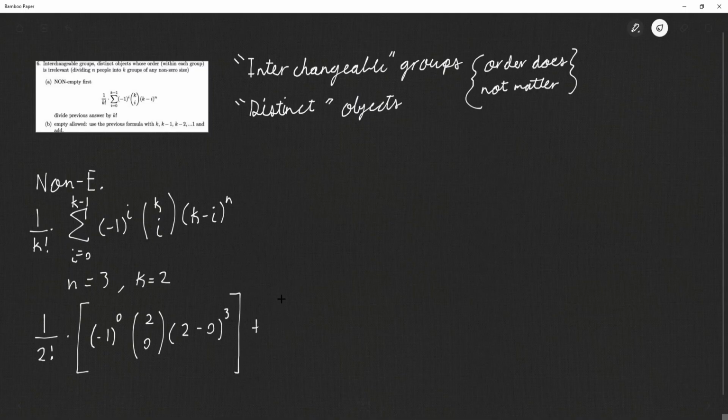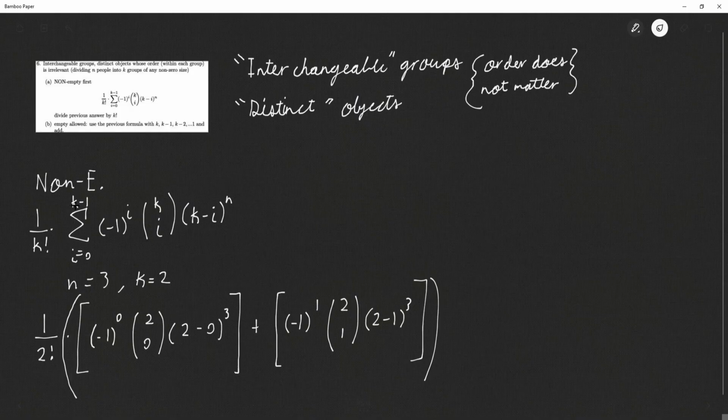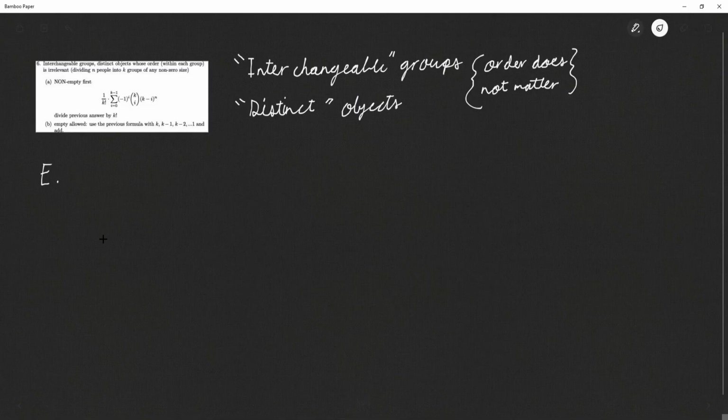And then we're going to add, and you can split in the 1 over k factorial. It doesn't change it. So we could have 1 over k factorial again, or we could have it just at the beginning. To make it a little bit more simple, I'll just have it at the beginning. And it's going to be added by -1 to the power of 1, multiplied by 2 choose 1, multiplied by 2 minus 1 to the power of 3. And again, just like we had before, we're going to go up to k minus 1. And since our I is equal to 1, which is the same as k minus 1, this is where we would stop.